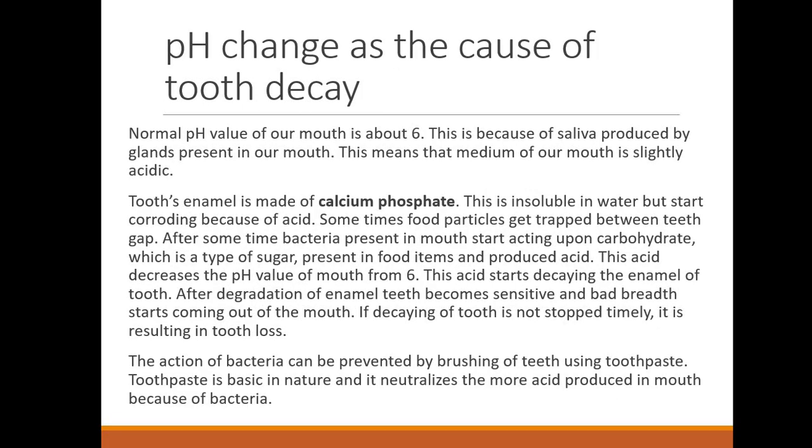pH change as the cause of tooth decay. Normal pH value of our mouth is about 6. This is because of saliva produced by glands present in our mouth. This means that the medium of our mouth is slightly acidic because it shows pH value 6, and 6 stands for acid. And our tooth enamel is made up of calcium phosphate which is insoluble in water. But if acid is present in our mouth, it starts decaying.